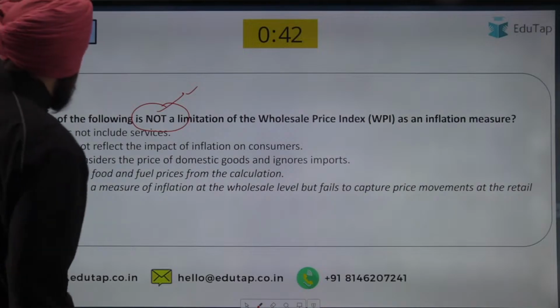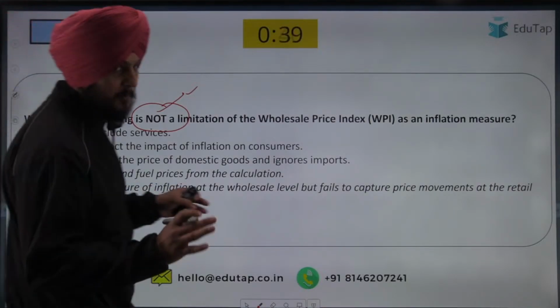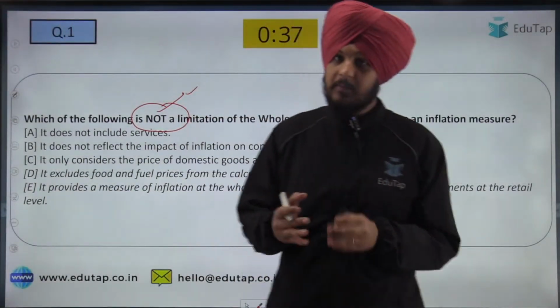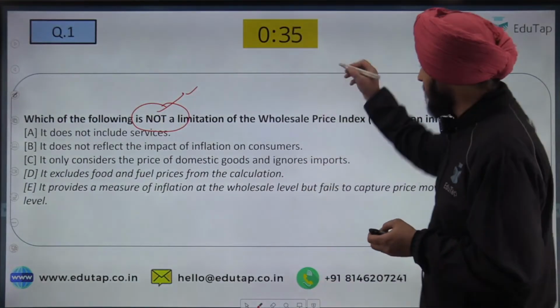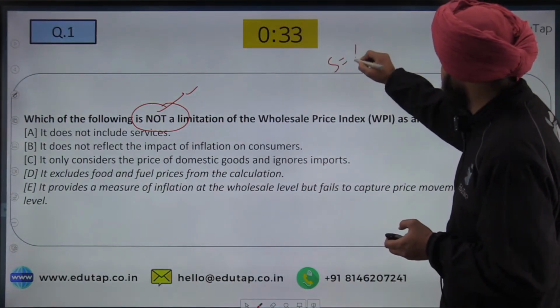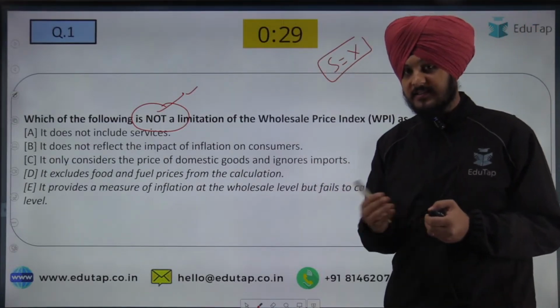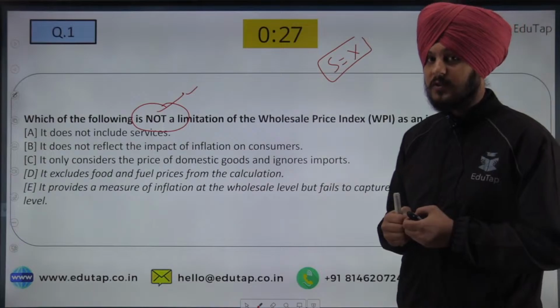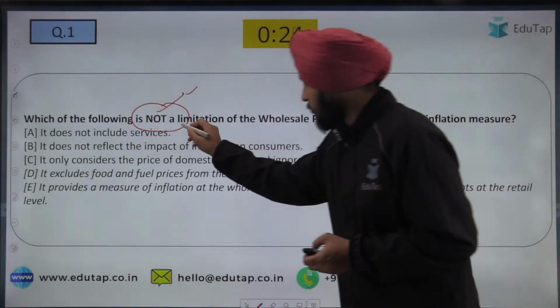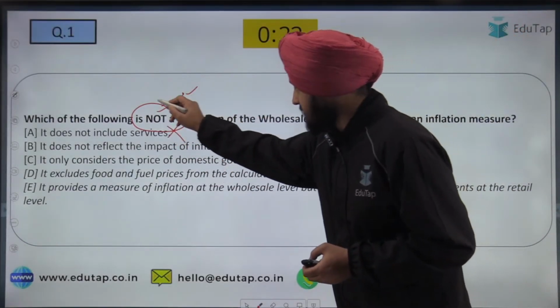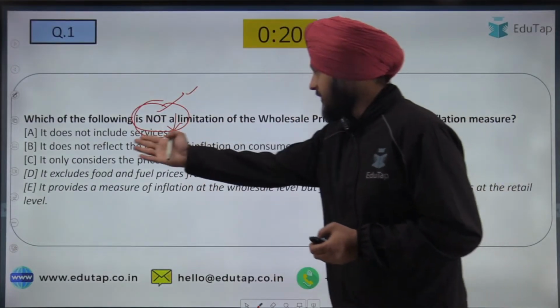Fine. So if we talk about the different limitations, we all know that if we compare CPI with WPI, one of the limitations of WPI is that it does not include services, because services are not consumed at the wholesale level, and that is the reason why WPI excludes it. So is it a limitation of WPI? The answer is yes. So this is not going to be the correct option, because the question is asking which is not a limitation.